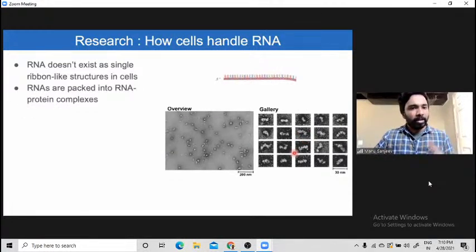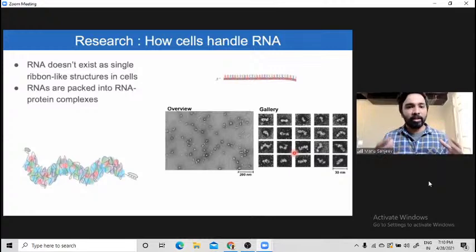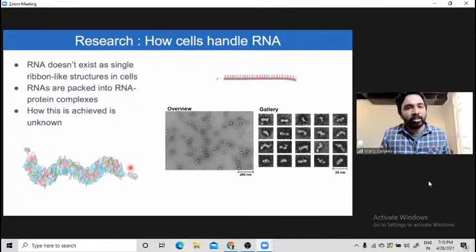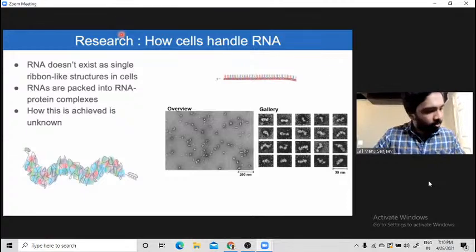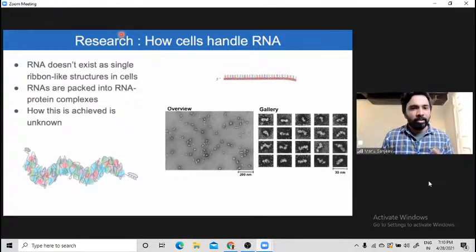So RNAs inside cells are packed into RNA-protein complexes like the schematic shown here, and we currently do not understand how this is achieved, how cells are able to make an RNA and make it into a rod, packing proteins into it and making a rod-like structure. We don't know that, and I try to study this process also in cells, and I use similar techniques. We are running short of time, but this is mostly what I have for you in terms of research.